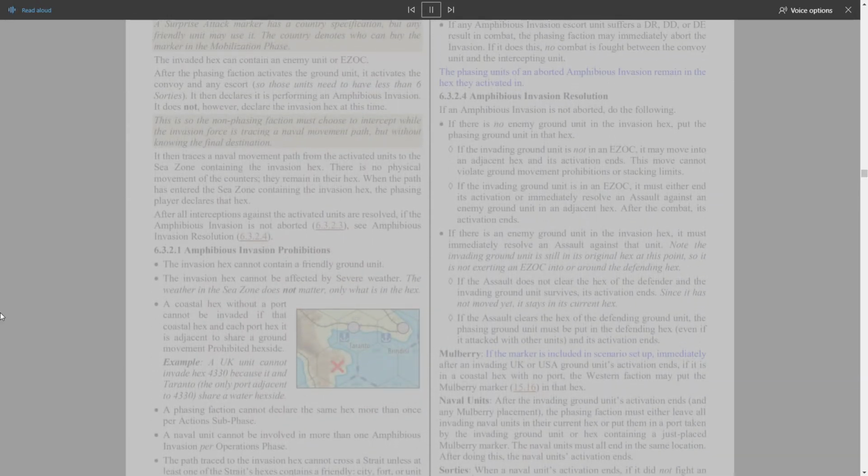A surprise attack marker has a country specification, but any friendly unit may use it. The country denotes who can buy the marker in the mobilization phase. The invaded hex can contain an enemy unit or EZOC. After the phasing faction activates the ground unit, it activates the convoy and any escort, so those units need to have less than 6 sorties.